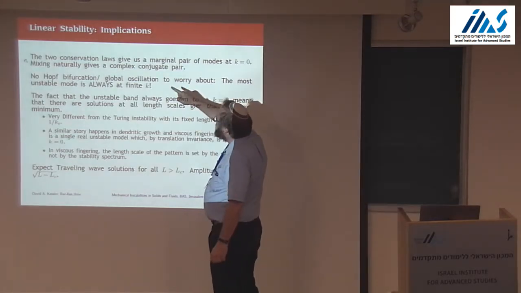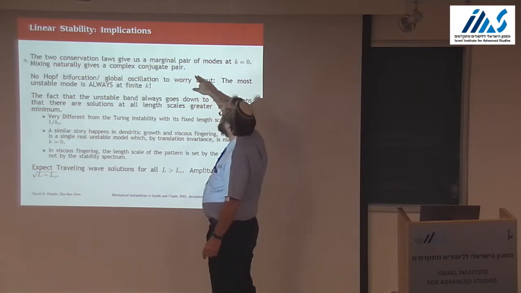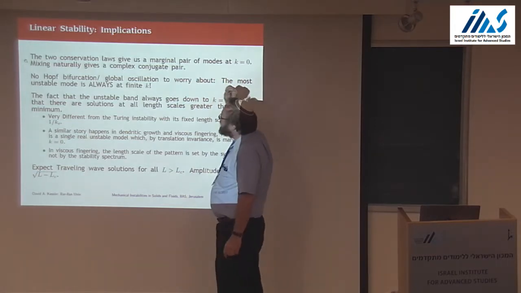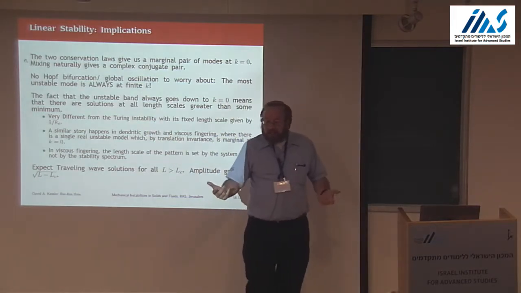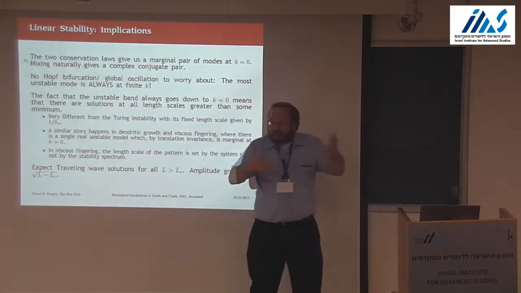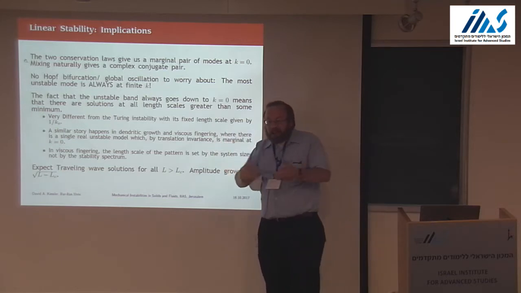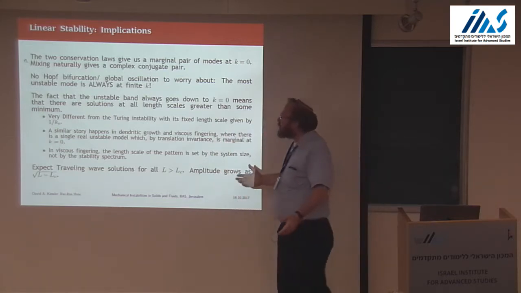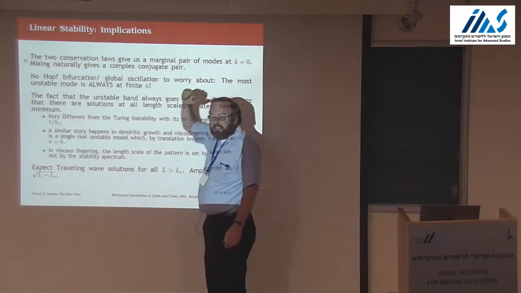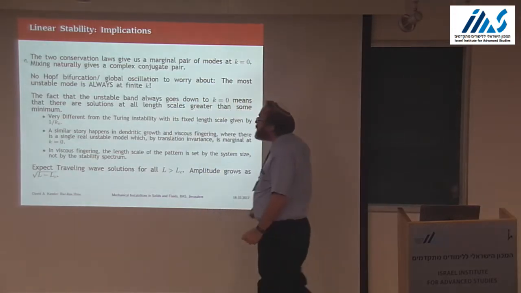So the two conservation laws, first of all, give us a marginal pair of modes at k equals 0, and they naturally mix. And the reason you get complex things is because you take two things and you mix them. It's generic that they're going to give you complex things because these are not symmetric matrices. So you should expect that there are regions of parameter space where you get complex conjugate pairs.